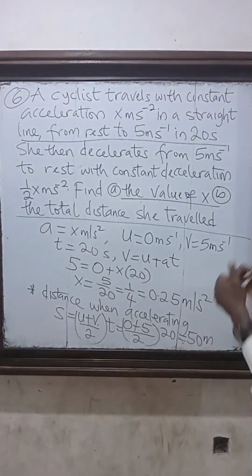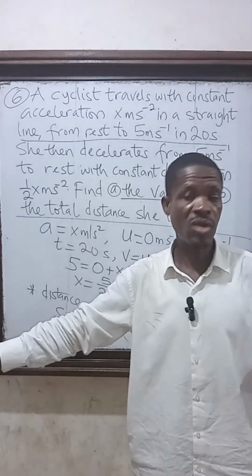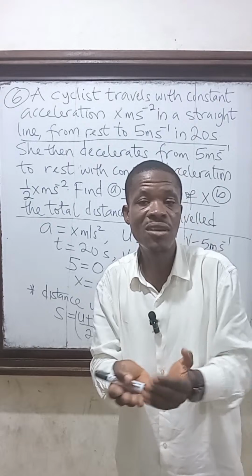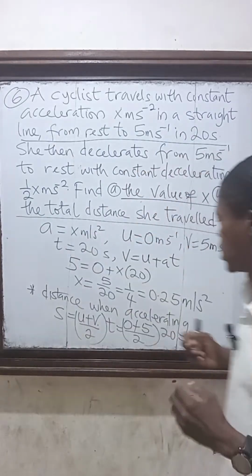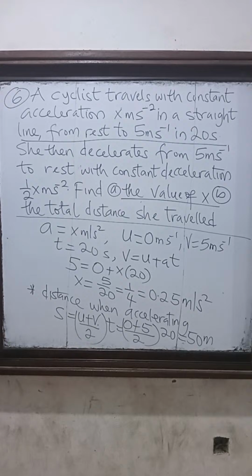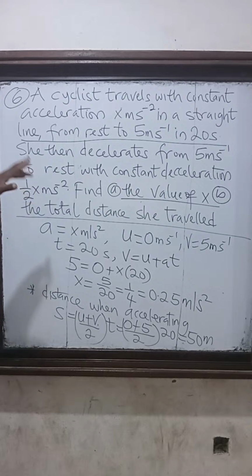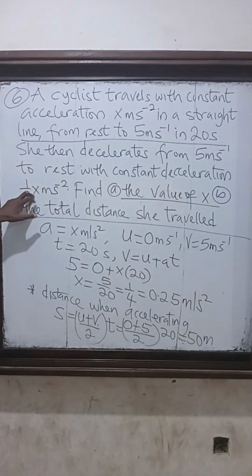So we've got the distance while accelerating. We're going to get the distance while decelerating, and when we do that, we find the total distance, which will be the distance when it's accelerating plus the distance when it is decelerating. We've done this one, so let's continue. She then decelerates from 5 meter per second to rest with constant deceleration of this value.